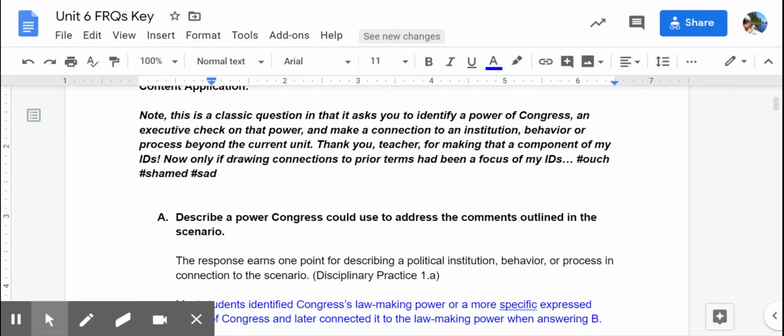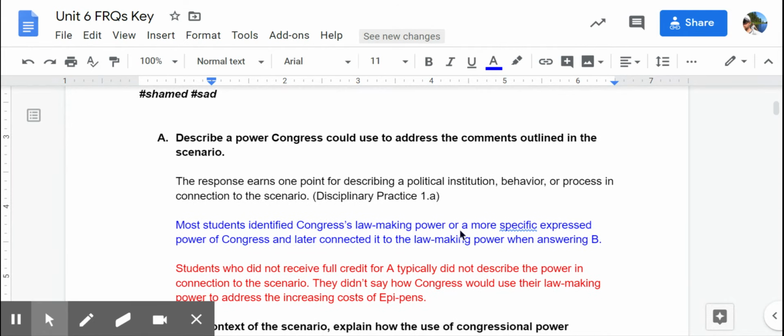Looking specifically at Part A here. When you read describe, immediately think, I need to identify and define. Keep it simple. Describe a power of Congress. Always start with what is the essential power of that institution. Congress makes laws for the nation.